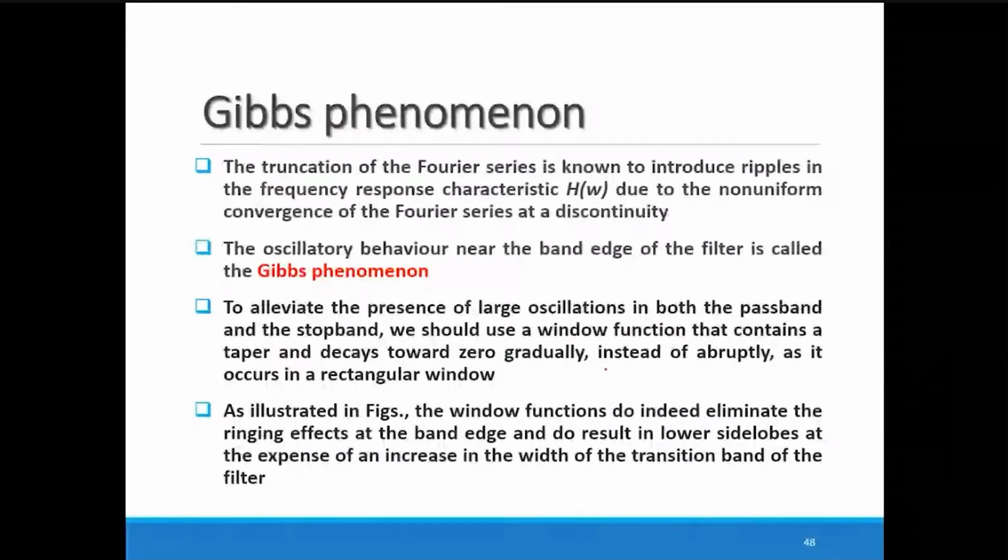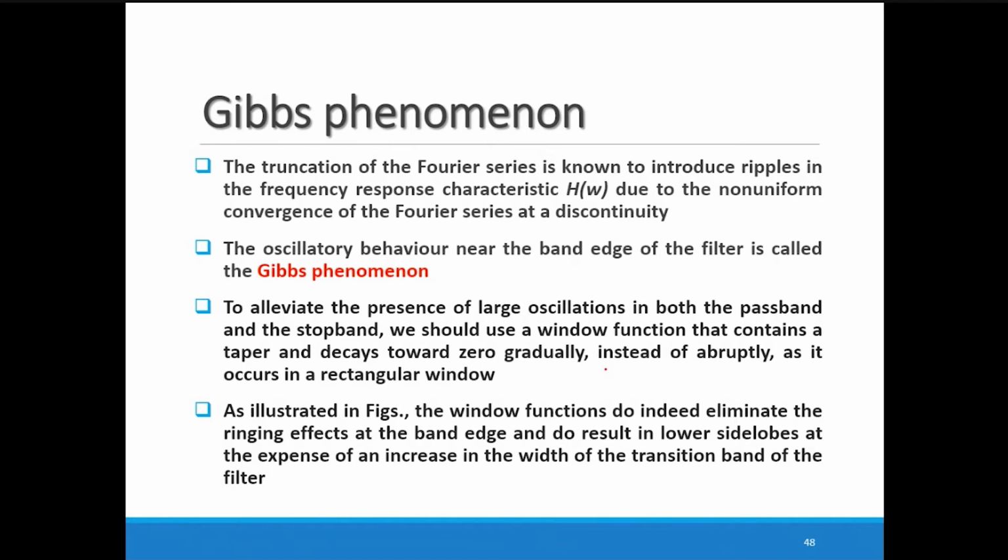So how can we overcome or reduce this oscillation? To alleviate the presence of large oscillations in both the passband and the stop band, we should use a window function that contains a taper and decays towards zero gradually instead of abruptly. So the transition from passband to stop band will occur gradually instead of abruptly. When this occurs, you are getting fewer ripples.